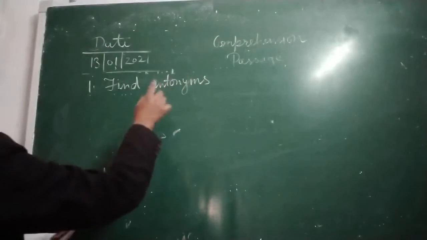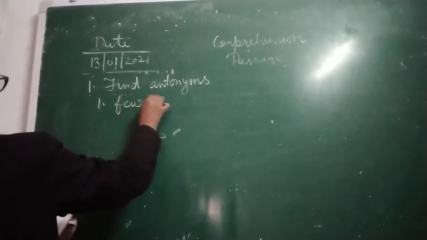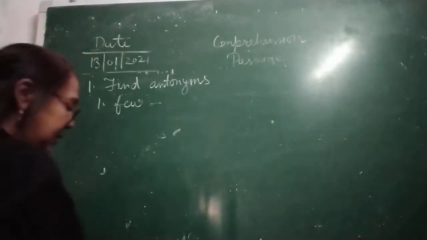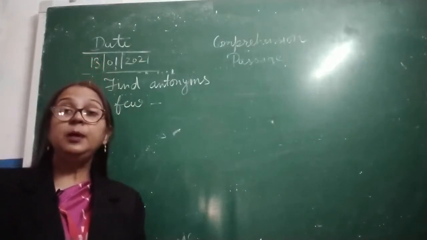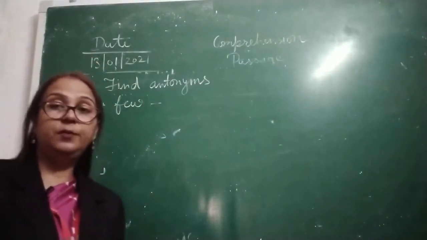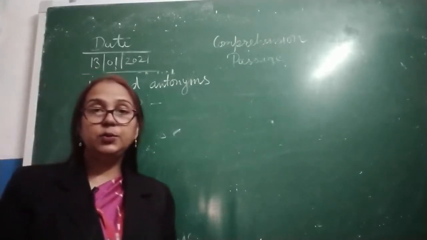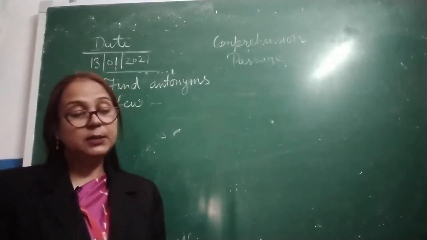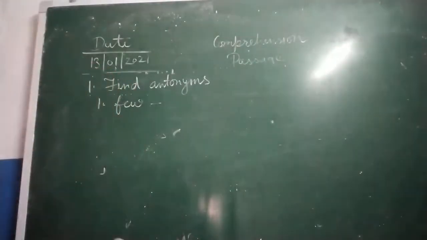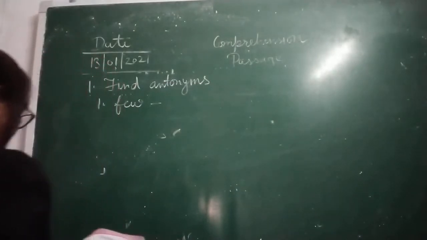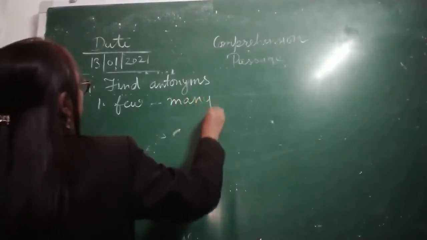Antonyms of the given word from the passage. The first is few. Now we have to search from the passage where the meaning or antonym of few is. Few means very less, and now we are going to write its antonym, it's many. Many we can see in the paragraph. There are so many of these things given, so the antonym of few is many.